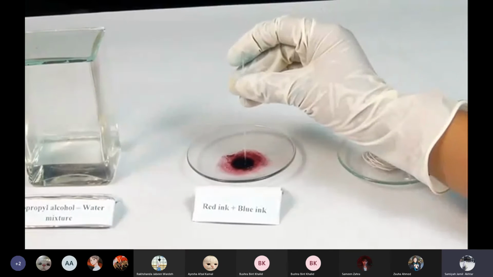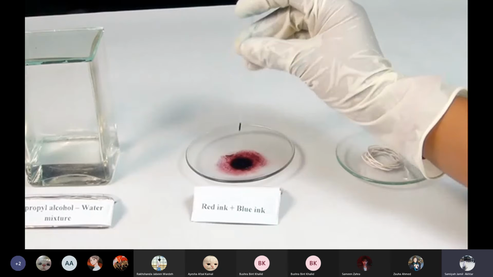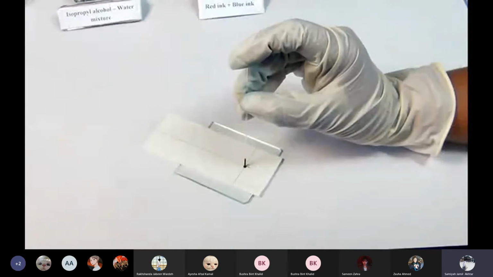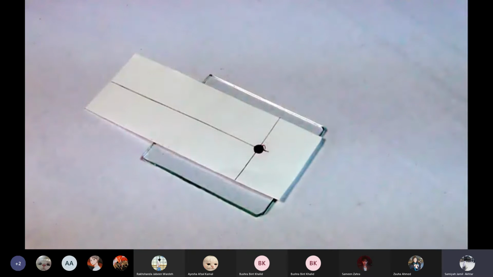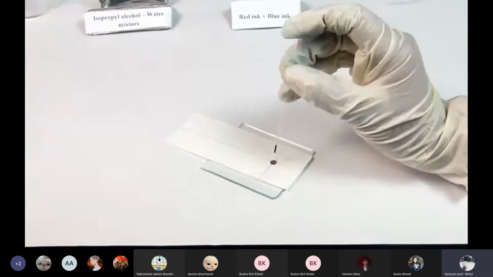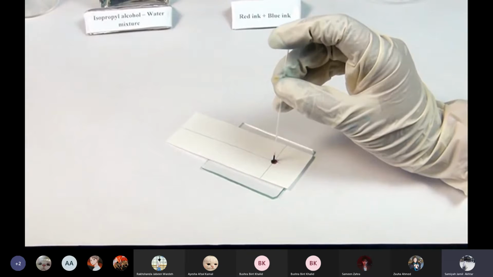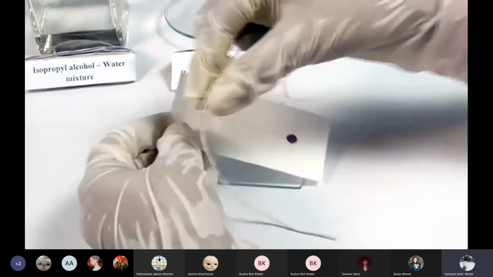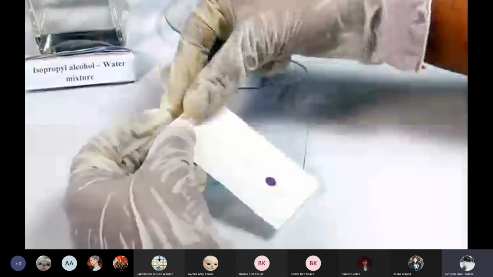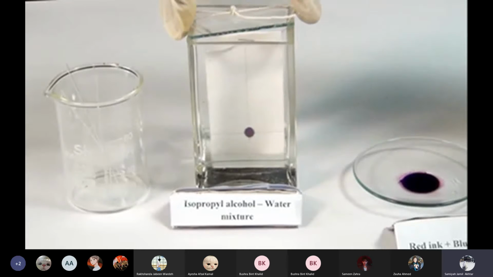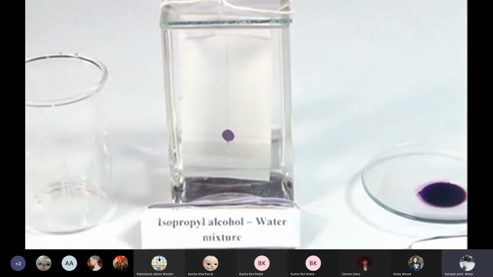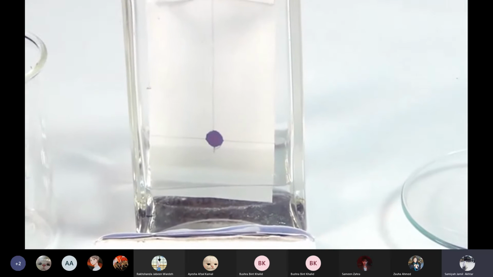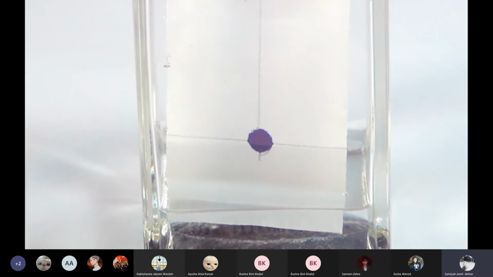Take the mixture of red and blue inks using a capillary tube. Put a drop of mixture of red and blue inks at the point P. Allow it to dry in open air. Put another drop on the same spot and dry again so that the spot is rich with the mixture. Take a piece of thread and tie the filter paper to it. Suspend the filter paper vertically in the chromatographic chamber containing solvent, which is a mixture of isopropyl alcohol and distilled water. Make sure that the pencil mark remains about 1 centimeter above the solvent level.